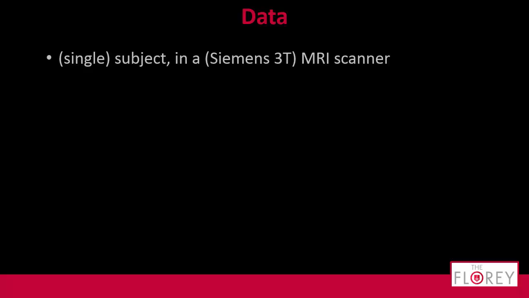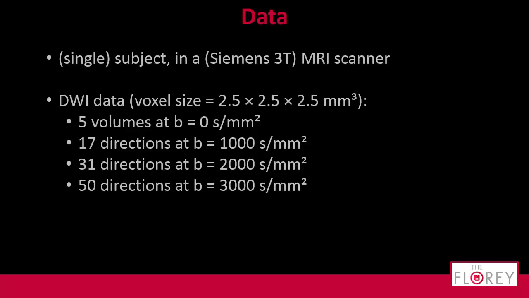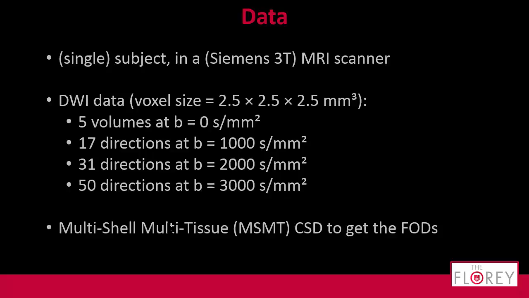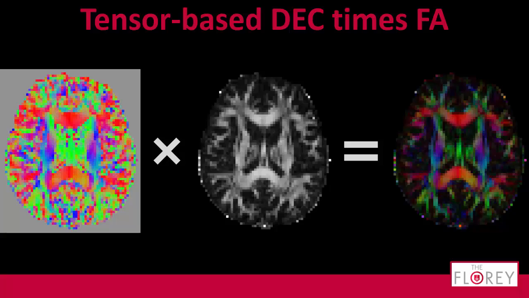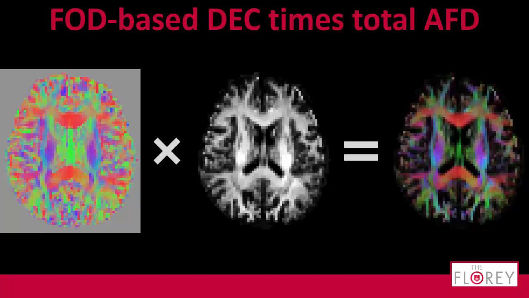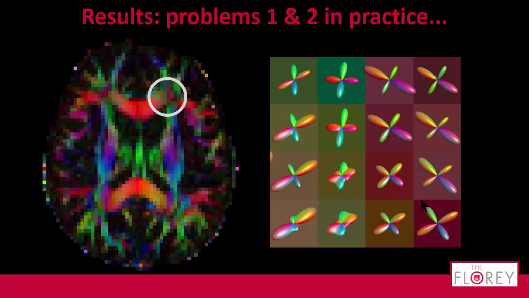At this point, I'll give you some details about the data that we used. So simple single subject data. It's multi-shell, normal resolution. Multi-shell is pretty good in this case. So we do the multi-shell, multi-tissue CSD to get our FODs. And where we used to have the tensor-based DEC times the FA, we now get the FOD-based DEC times the total AFD, which becomes this map. Our problems can get solved as well.